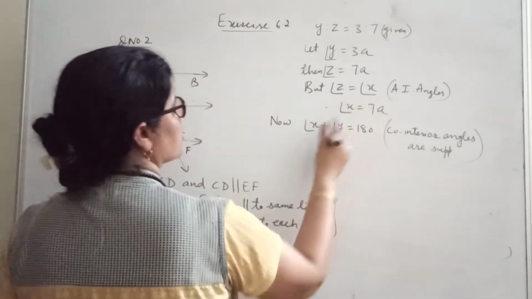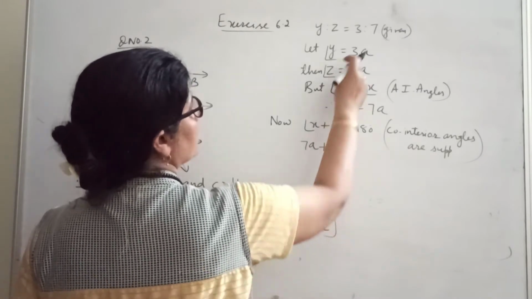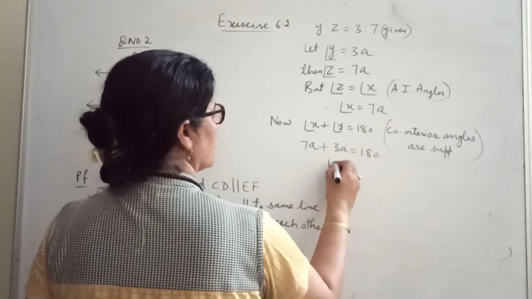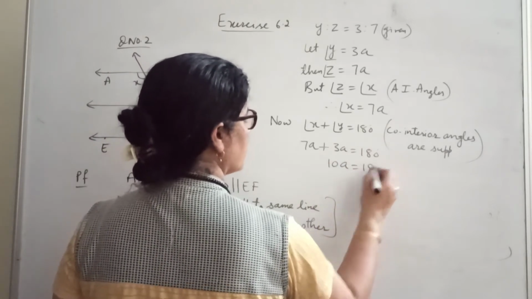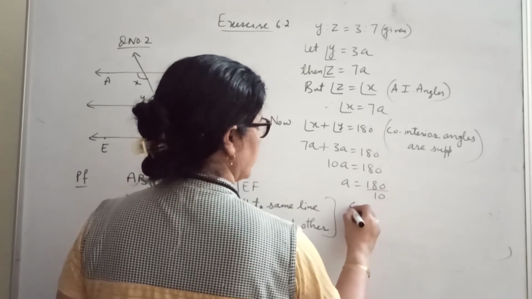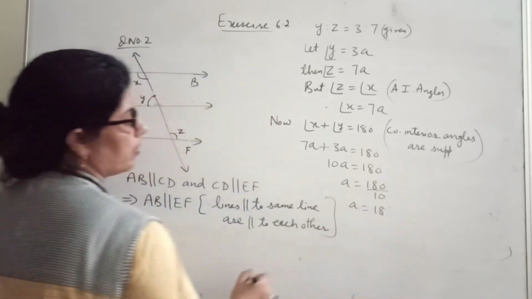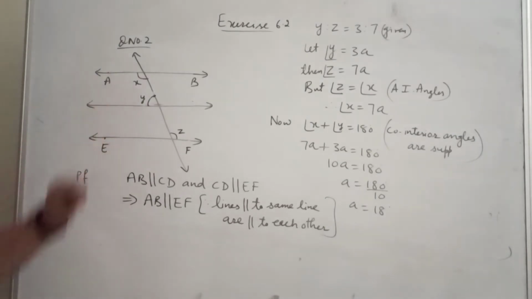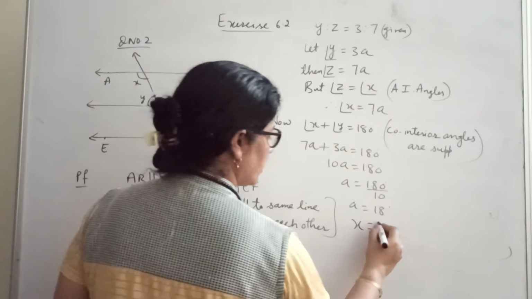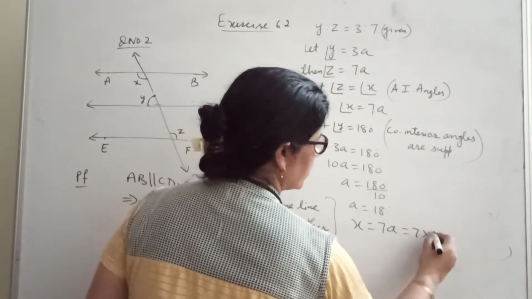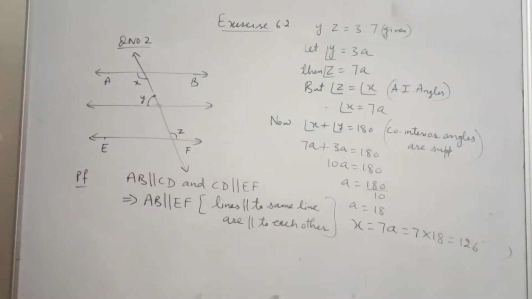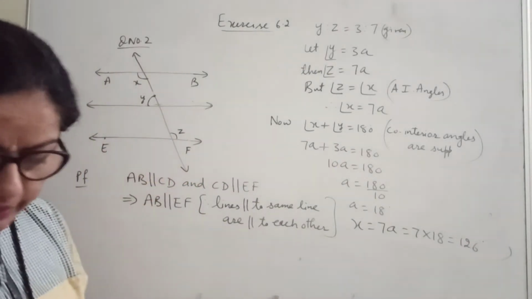Now what is X here? 7A. What is Y? 3A, is equal to 180 degrees. 10A is equal to 180 degrees. A is equal to 180 by 10, that is 18 degrees. But what is the question here? Find the value of X. So X is equal to, what is X here? 7A, means 7 into 18, that is 126 degrees. Is it clear? This was our question number 2.